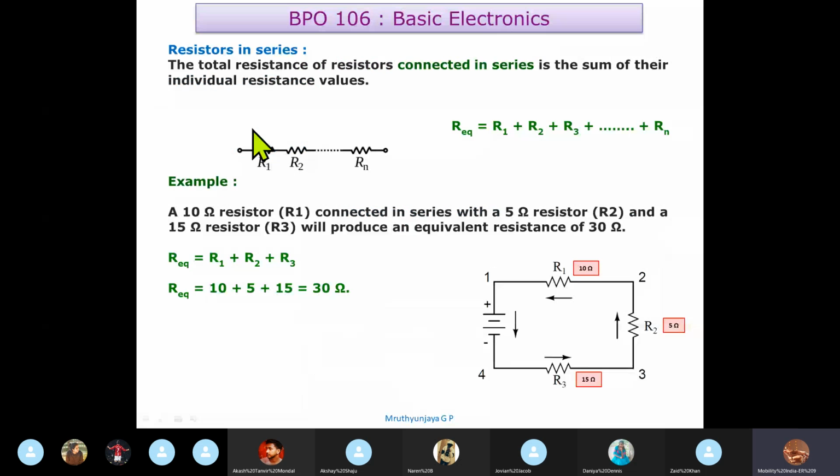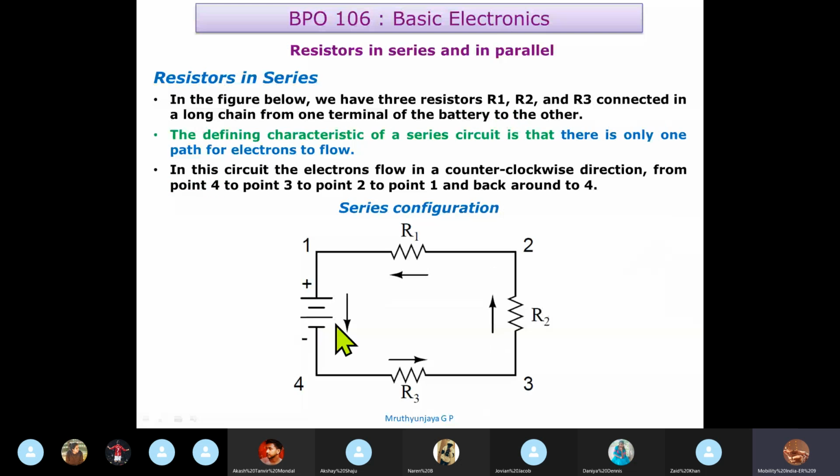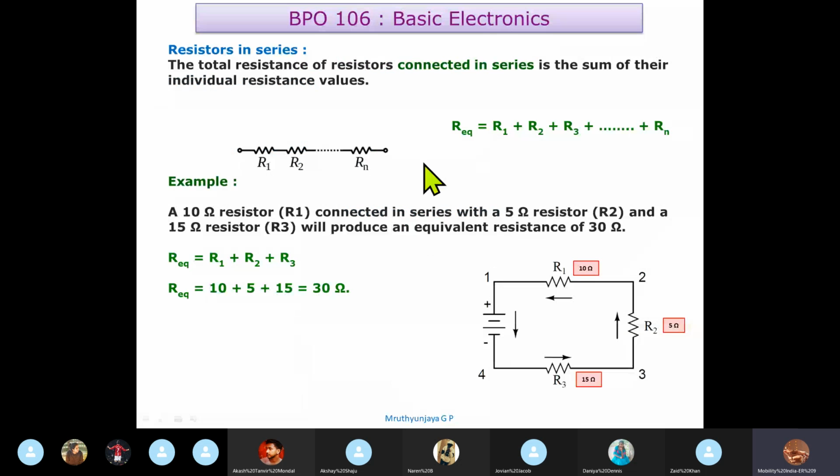So the total resistance in such a series circuit is equal to the sum of all the resistors in the circuit. So if you see here, R1 plus R2 plus R3 etc. plus Rn, if they are connected in series, the equivalent resistance will be R1 plus R2 plus R3 plus R4 etc. up to Rn. All of the individual values will have to be summed up.